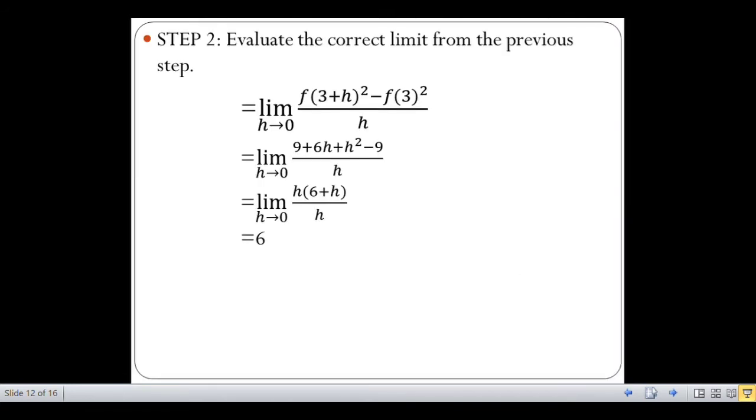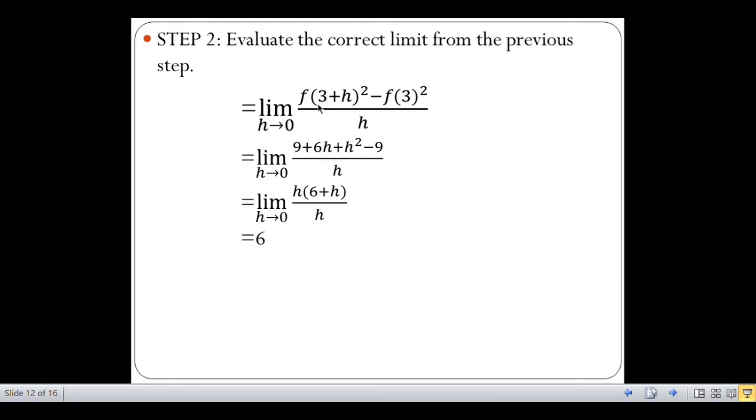Next step. Step 2: we're going to evaluate the limit from the previous step. So, kanina, na-square na natin siya. So, f of 3 plus h squared minus f of 3 squared. This 3 plus h squared, i-FOIL method natin class. The FOIL method for that is, we have 9 plus 6h plus h squared. The 6h comes from 3 times h plus 3 times h. So i-FOIL method nyo na lang class.